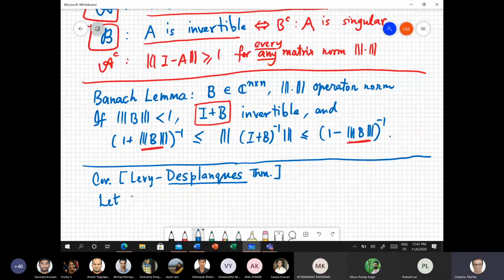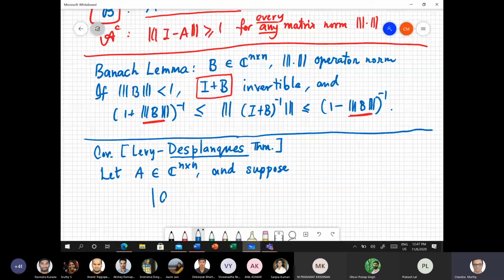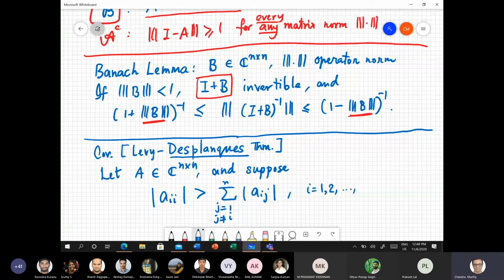So anyway, let A be an n cross n matrix, and suppose mod Aii is greater than the sum over j equal to 1 to n, j not equal to i, of mod Aij, for i equal to 1 up to n.